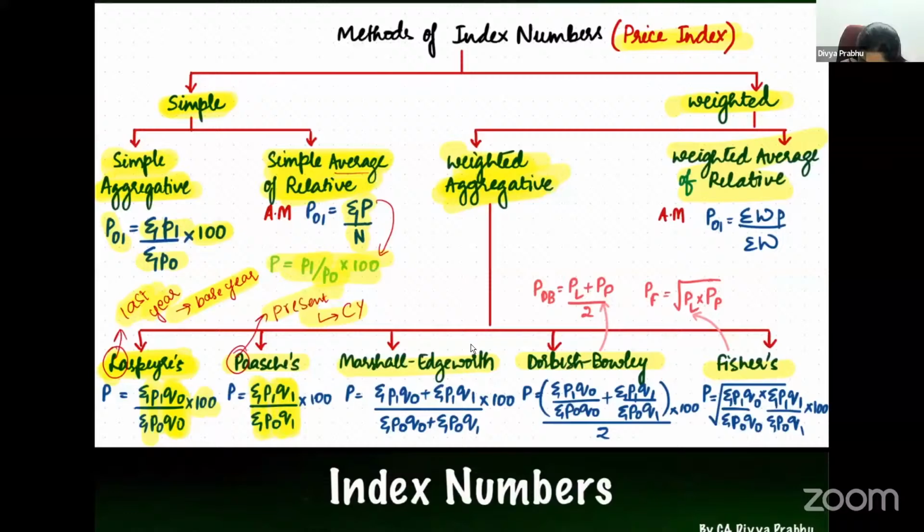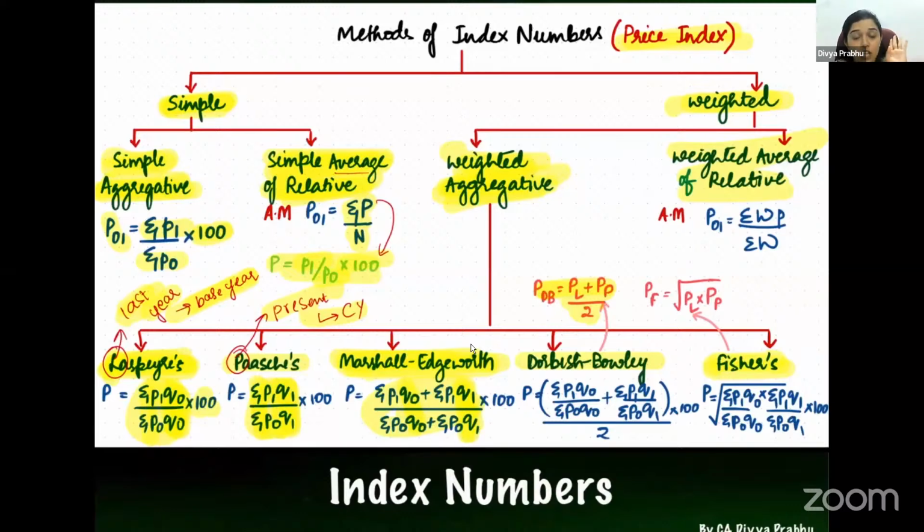Got it? Now Marshall-Edgeworth said, I will combine both Laspeyres' and Paasche's. So it is a combination of Laspeyres' and Paasche's, which means base year quantities are also used as weights, and current year quantities are also used as weights. Basically, it is just a combination of both these methods. Next, Drobisch-Bowley said, I will simply take the arithmetic mean of the Laspeyres' and Paasche's results. The last one is Fisher's.